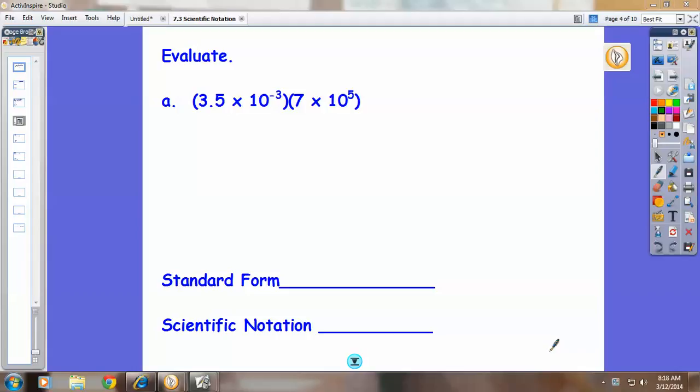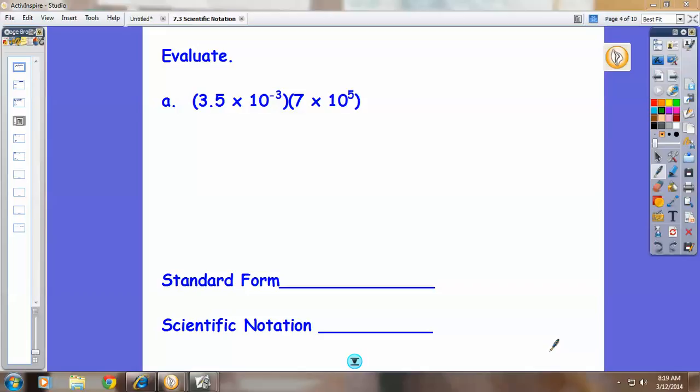Now you could change both of these to standard form and then multiply them, but here's where it gets tricky. When you have all those zeros to multiply, then you multiply another number with all those zeros, it gets crazy trying to count up all those zeros. So there is a more efficient way to get to that answer, and that's to use your exponent rules that you guys already know about.